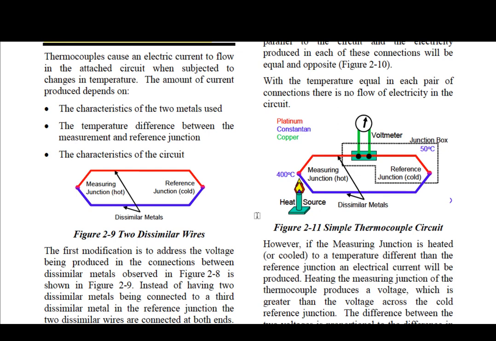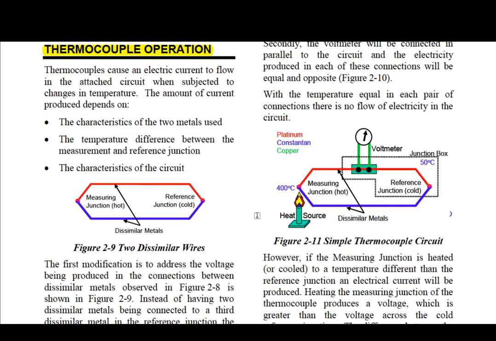And they're going to talk about different ways and operation of how this thermocouple operation is created. So number one, the amount of current that is created due to the dissimilar metal. It's right here. The characteristics of the two metals, we already looked at that. The temperature difference between the measurement and the reference junction. Notice measurement junction is the same thing as the sensing junction. It's located right here. That's located in the probe and put into your measuring fluid, whatever it might be. And then connecting it directly over to your reference junction. They call it cold junction.